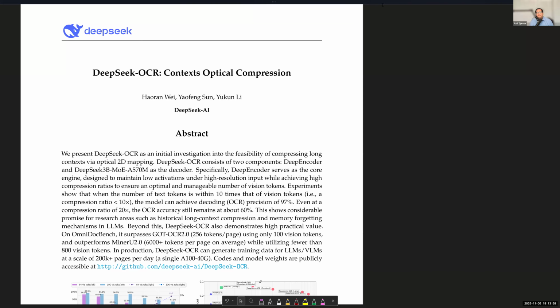Today the topic that we are going to talk about is DeepSeek-OCR, context optical compression. This, surprisingly, despite OCR being in the title, has less to do with OCR and far more to do with the fundamental architecture and optimizations in the transformer.